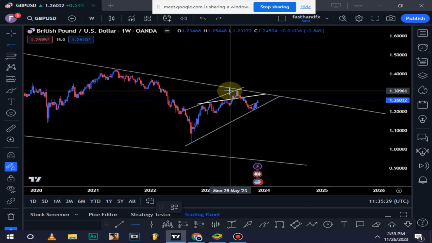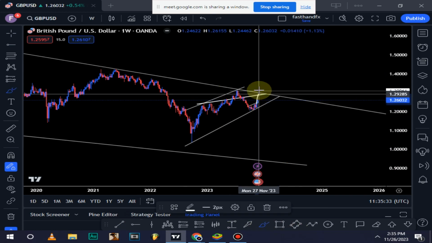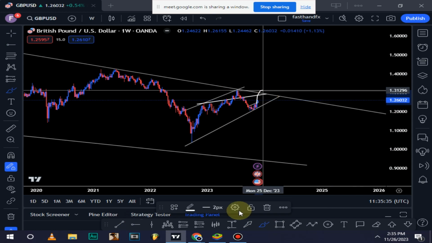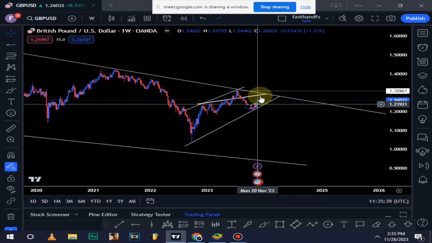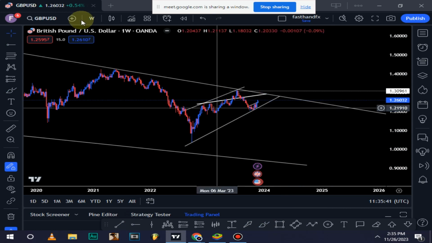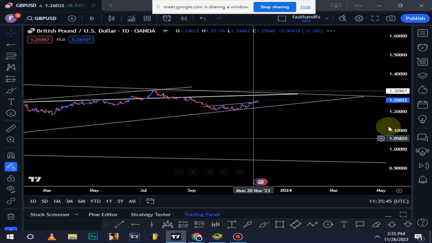We have to identify this. Now the market might give us this kind of behavior, go up to give us a double top. That is when it drops. So we understand that currently this market is going to approach this resistance. That is from the weekly, right?